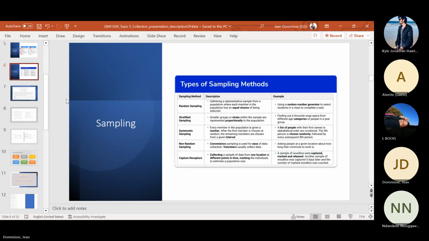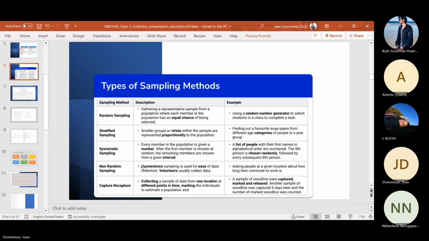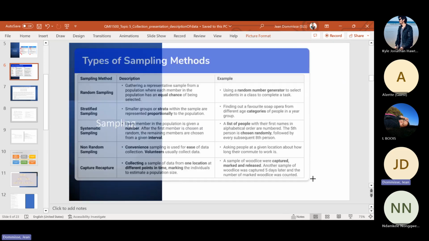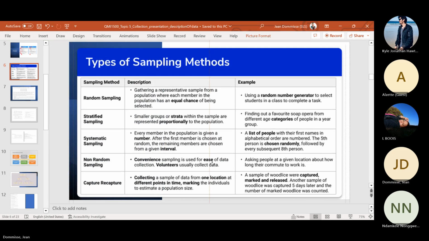Okay, then the next one is, and let's even make it bigger, types of sampling methods. So again, when we talk about the sample being a subset of the population, we still need to get that subset. So we can use different sampling methods.